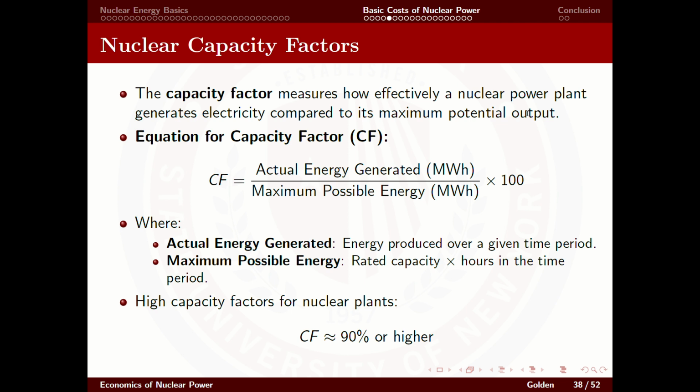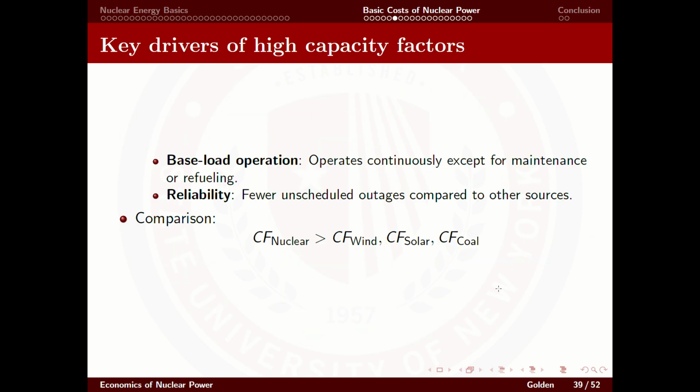So, of course, capacity factor is the actual energy generated over the maximum possible energy. The actual energy generated is the energy produced in a given time period, and the maximum possible energy is rated capacity times hours in the time period. High capacity factors for nuclear plants: most of them are 92%, which is the number I always hear, and almost all of them are 90% or higher.